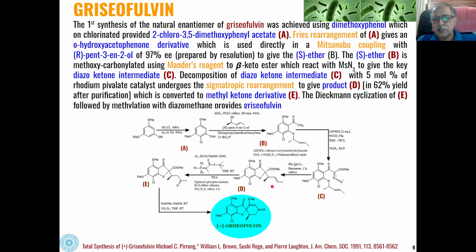And then this cyclic product, which is formed in 62% yield after purification, is converted into methyl ketone derivative. This methyl ketone derivative is formed on reaction with this carbon-carbon double bond, and this methyl ketone derivative then through Dieckmann cyclization is converted into griseofulvin as the product. So this is how optically active griseofulvin was synthesized by Pirrung and William L. Brown in 1990.